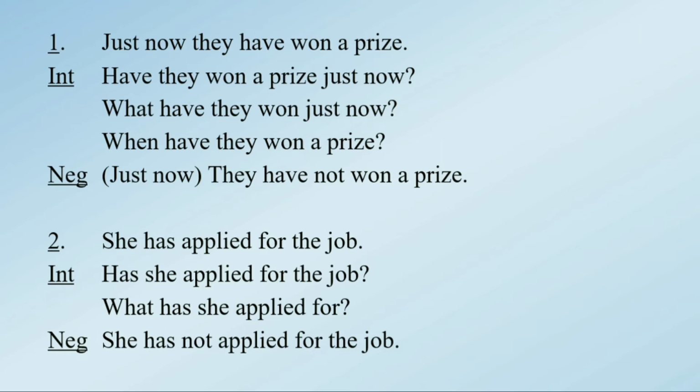Negative form. Just now they have not won a prize. So, they have not won a prize. Have not is the negative form. Next example. She has applied for the job. Observe, has applied. Place the has before the subject. Has she applied for the job? When that she is there, automatically we use has at the beginning.